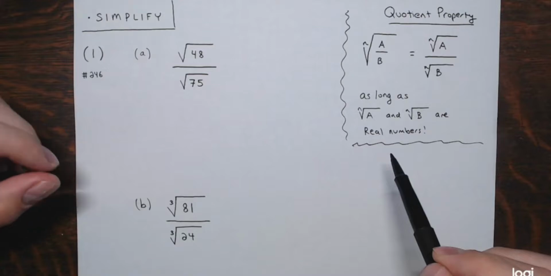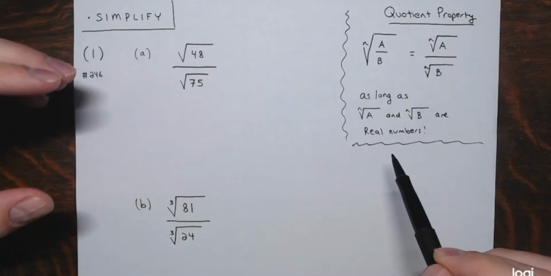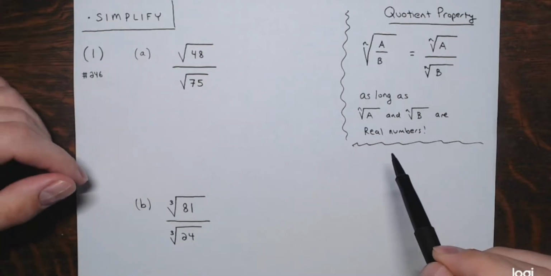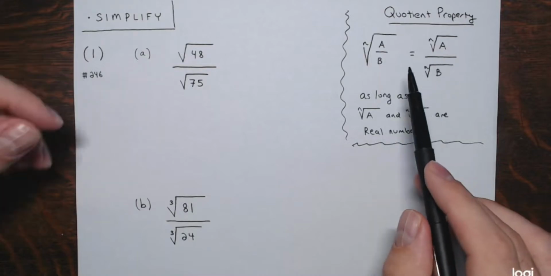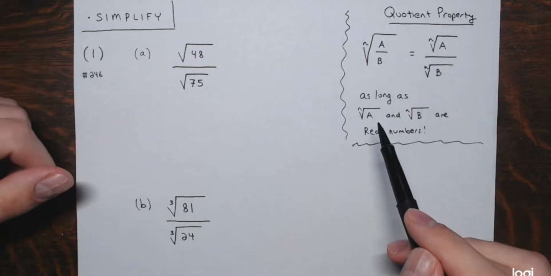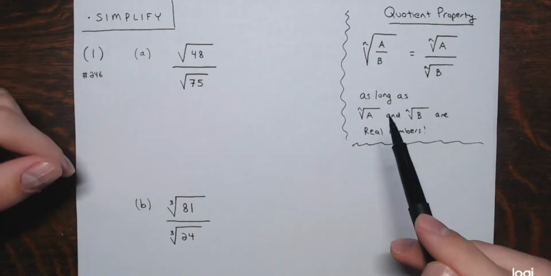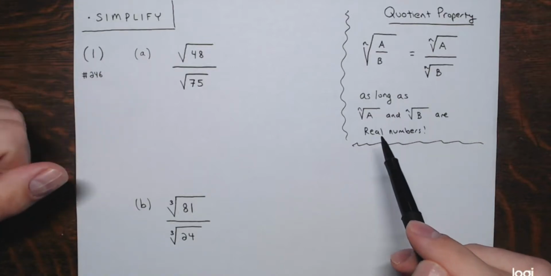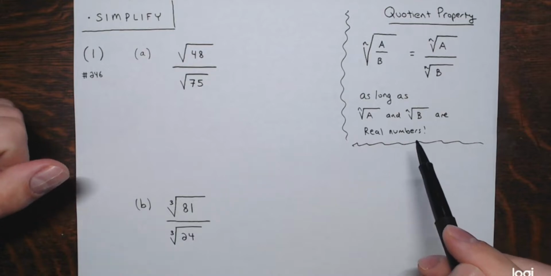Now for odd roots, cube roots, fifth roots, etc., the property always holds, because odd roots of positive numbers and odd roots of negative numbers are all real. Don't worry about imaginaries with odd roots.